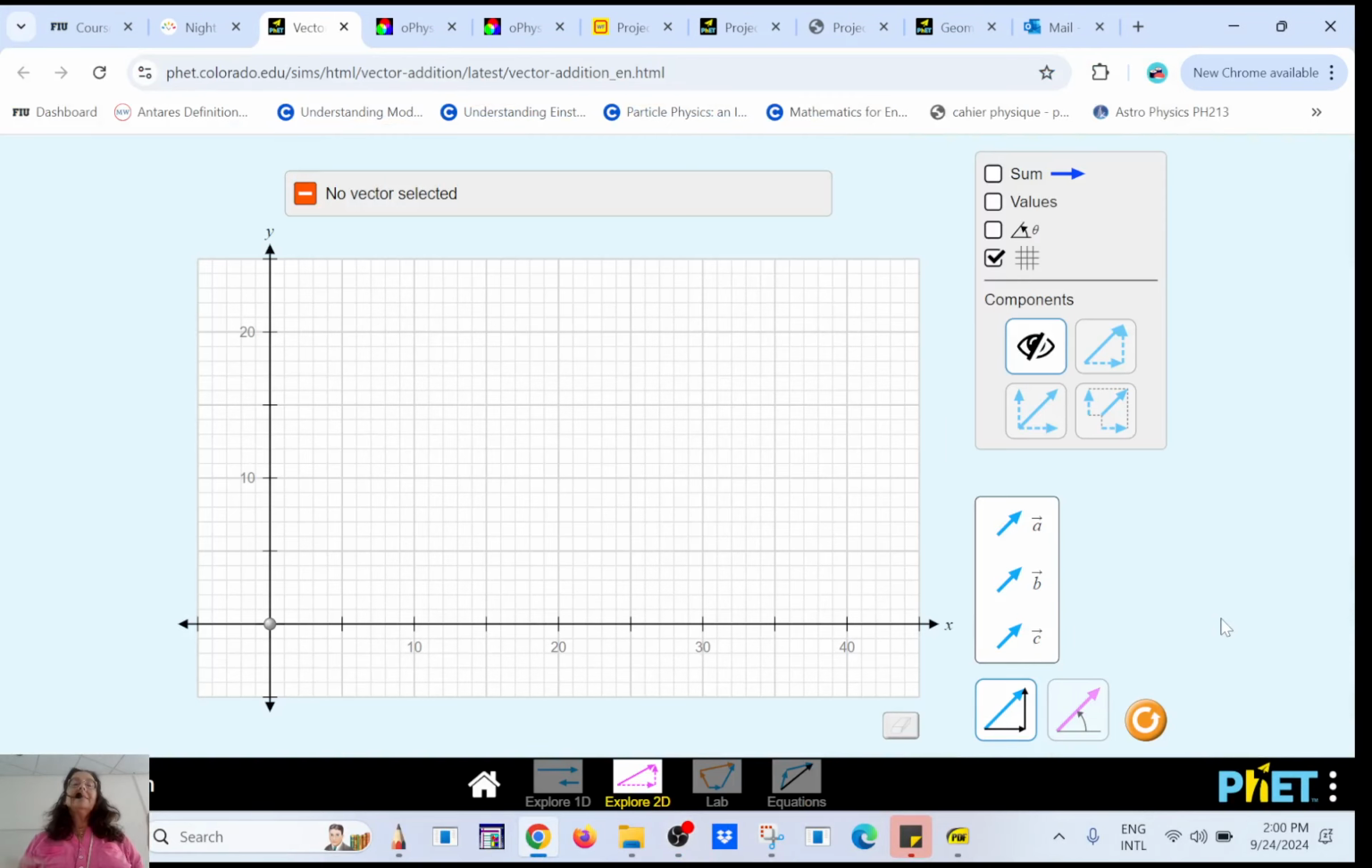Test. I sent something this morning, but then I removed it because it was for the other class. There is no vector yet.